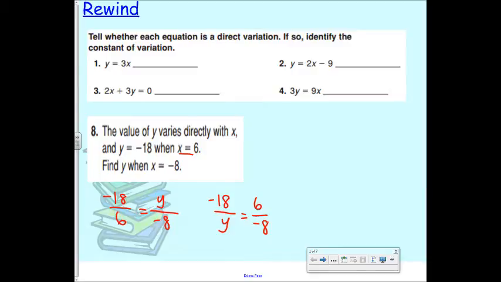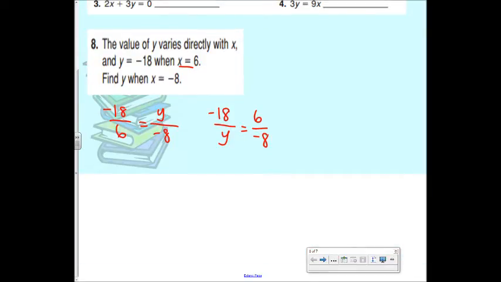What are you going to have to do no matter what to solve it? Cross multiply, and I'm going to multiply negative 18 times what? Negative 8, which ended up giving us 144 equals 6y. So how do I finish that? And you end up with y equals 24.